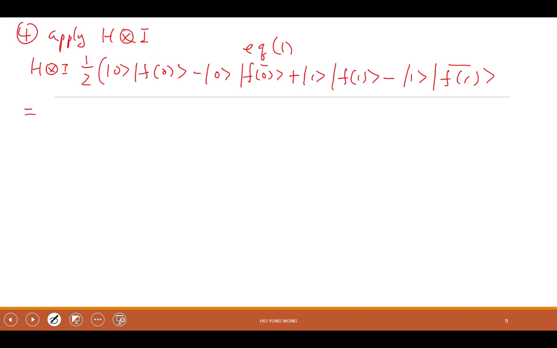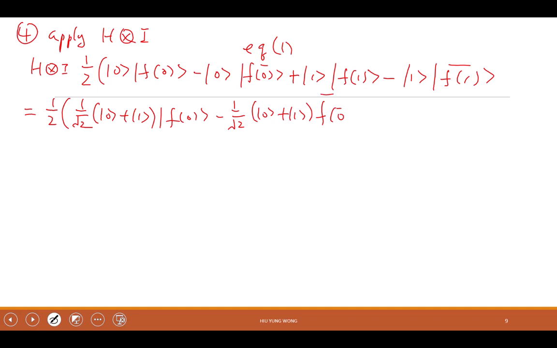So all I need to do is just apply Hadamard gate to it, right? So when you apply Hadamard gate to 0, do you remember what you get? 1 over square root 2, 0 plus 1, right? And then I continue to apply to the 0, I get 1 over square root 2, 0 plus 1. And then that is the second term.